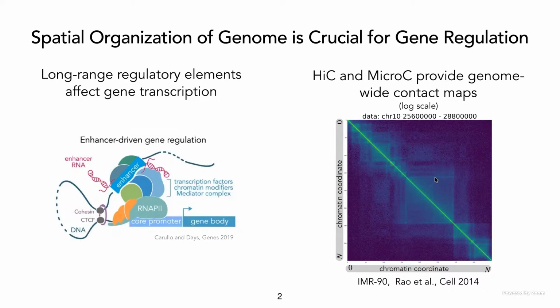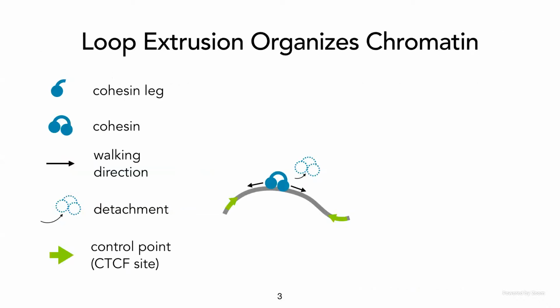But you can see that this is not random. That means there's a mechanism bringing two parts of the chromatin together, and it's hypothesized that this is done by the so-called loop extrusion process. Loop extrusion involves a cohesin, which is a dimer of two cohesin legs, which are protein motors. They walk in opposite directions, and when they do that, they start extruding a chromatin loop in the middle.